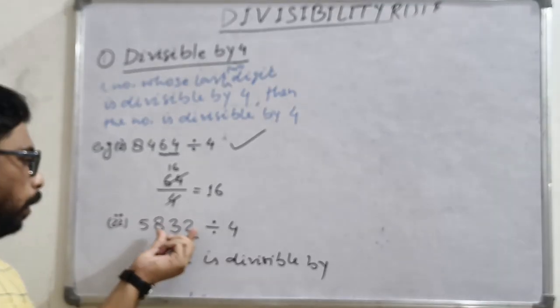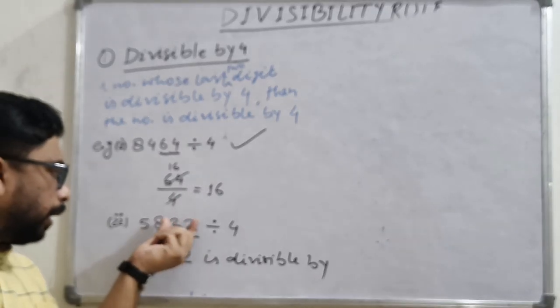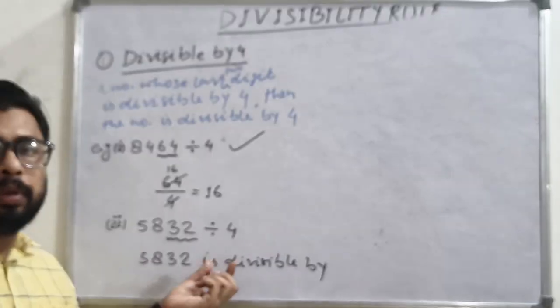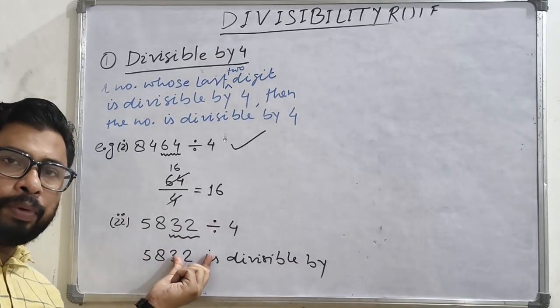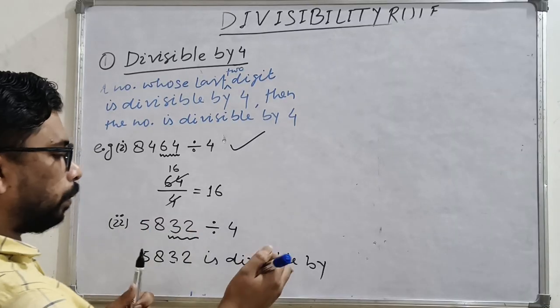What do you check? Only the last two digits, and you divide to see whether the last two digits are divisible by 4 or not. If it is divisible by 4, then the whole number will be divisible by 4.